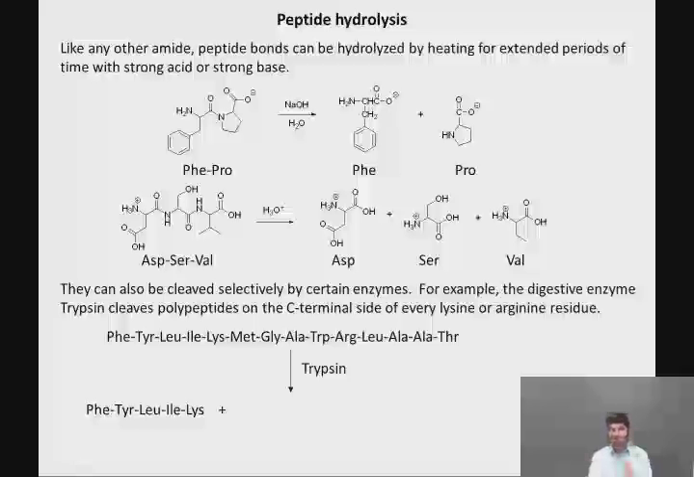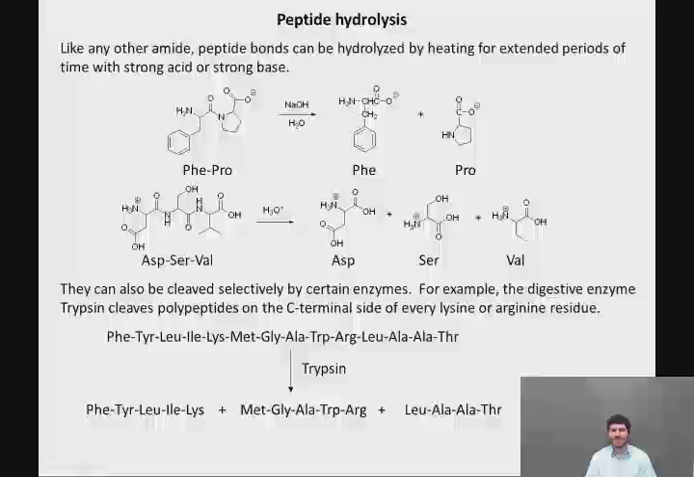Trypsin cleaves to the right side of the arginine, which gives you fragment 2, and then the rest of the chain is leucine, alanine, alanine, threonine. There are no more lysines or arginines, so this isn't cleaved any further, and we just end up with the third fragment because that is the C-terminus of the peptide. Okay, so that's how peptides can be hydrolyzed.